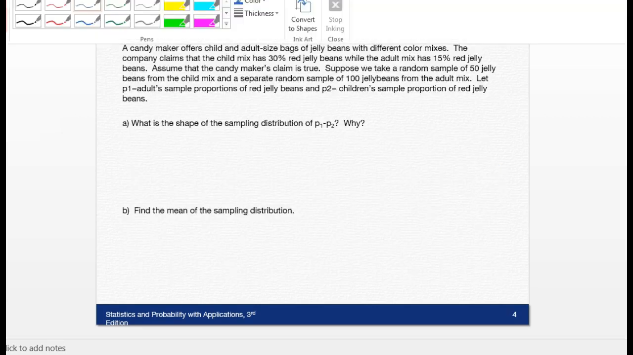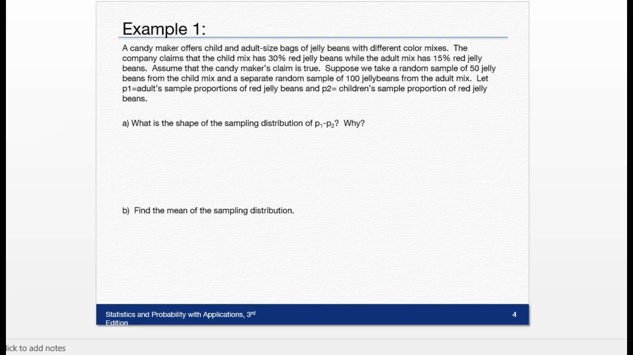In example 1, a candy maker offers child and adult-sized bags of jelly beans with different color mixes. The company claims that the child mix has 30% red jelly beans, while the adult mix has 15% red jelly beans. Assume the candy maker's claim is true. Suppose we take a random sample of 50 jelly beans from the child's mix and a separate random sample of 100 jelly beans from the adult mix. Let P1 be the adult sample proportion of red jelly beans and P2 the children's sample proportion of red jelly beans. Part A asks, what is the shape of the sampling distribution of P1 minus P2?